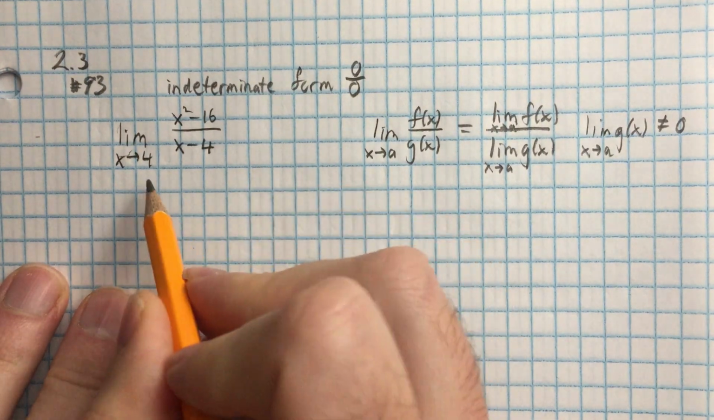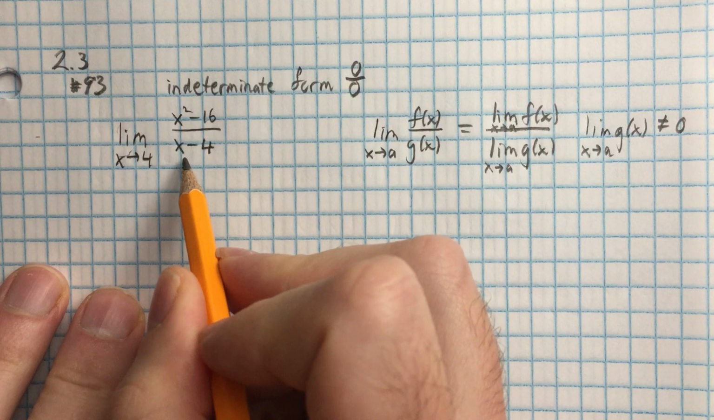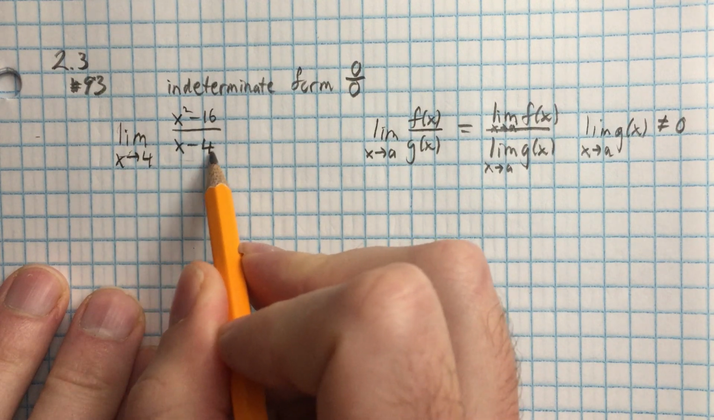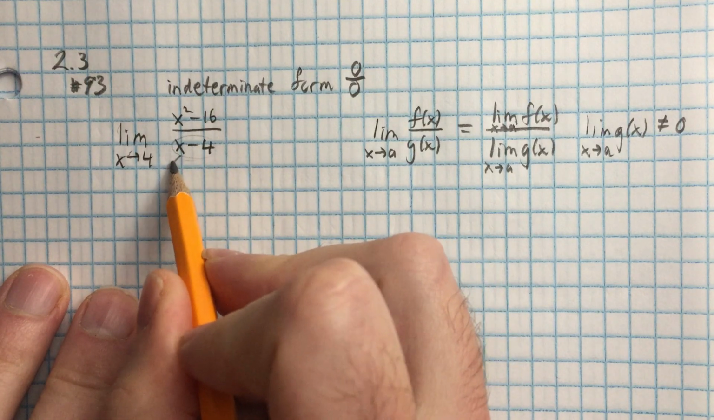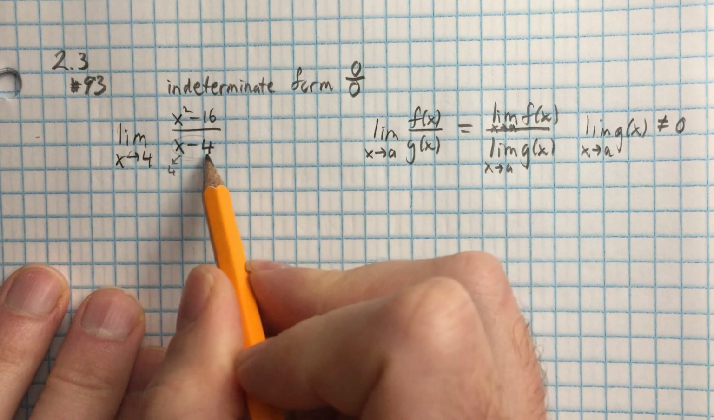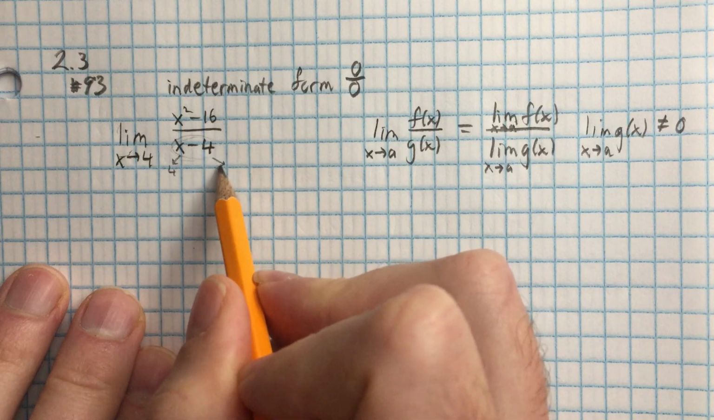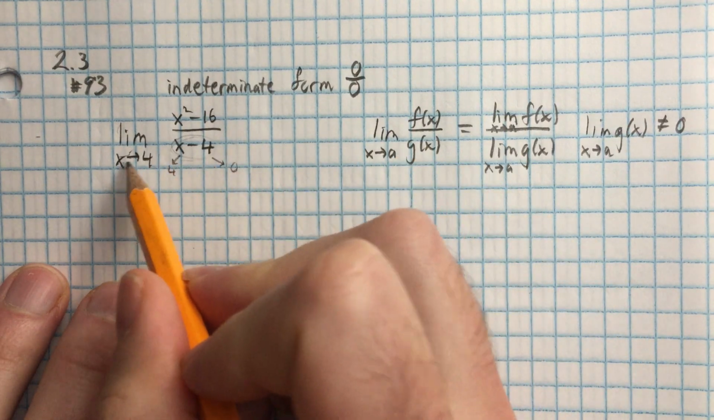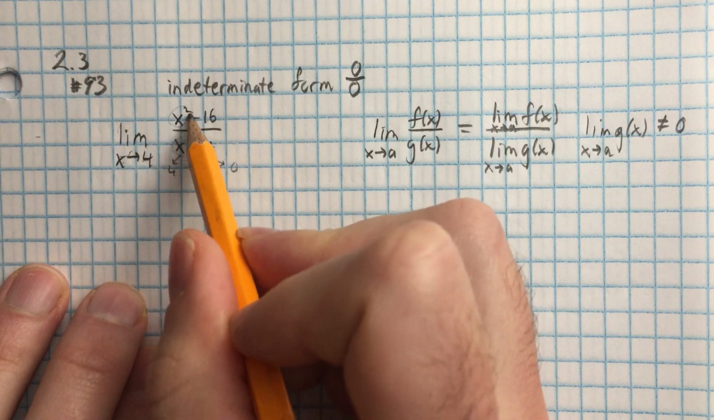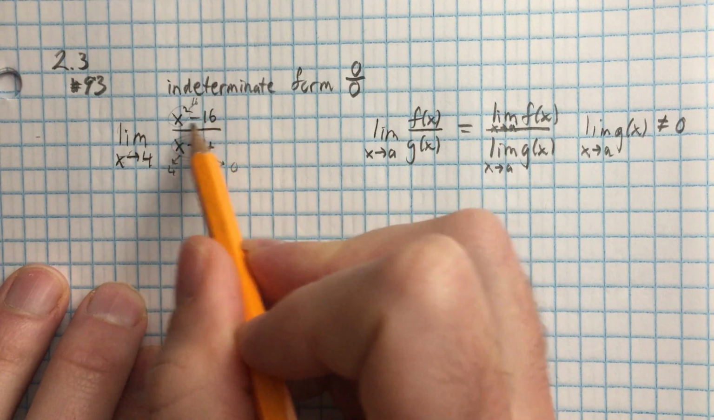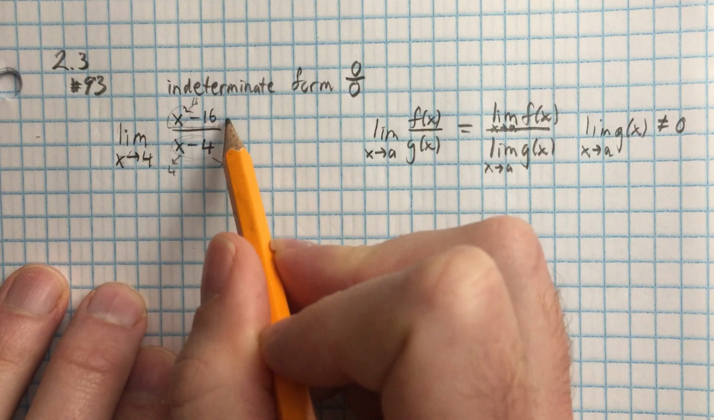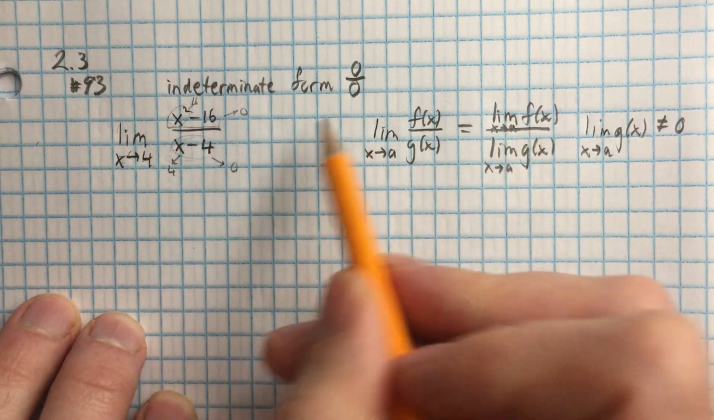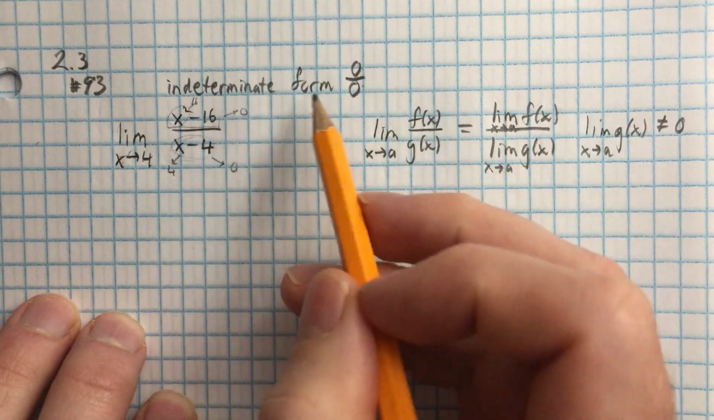The bottom is 0 as x approaches 4. Certainly the denominator is approaching 0 as x gets closer to 4. The overall denominator gets closer to 0. Right? And the numerator, as x goes towards 4, x squared, of course, goes towards 16. Therefore, the overall numerator goes towards 0. So this is what you call a 0 over 0 case in indeterminate form.